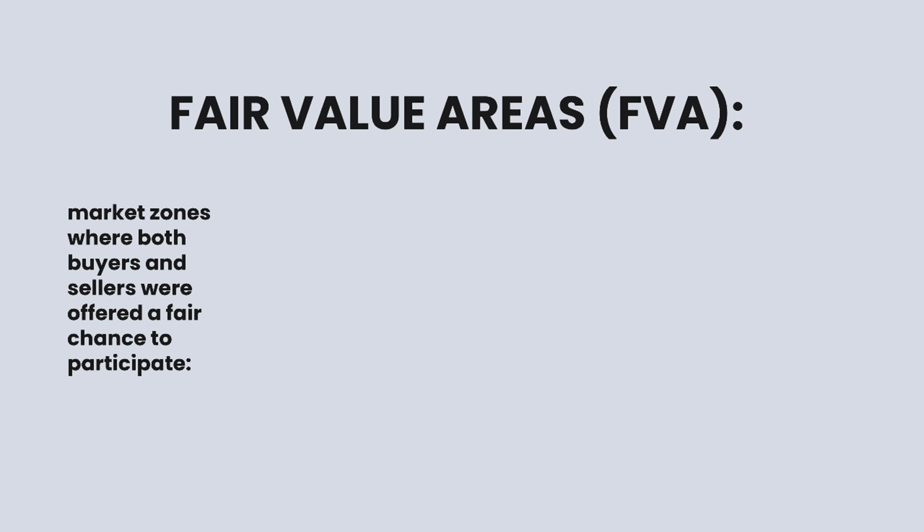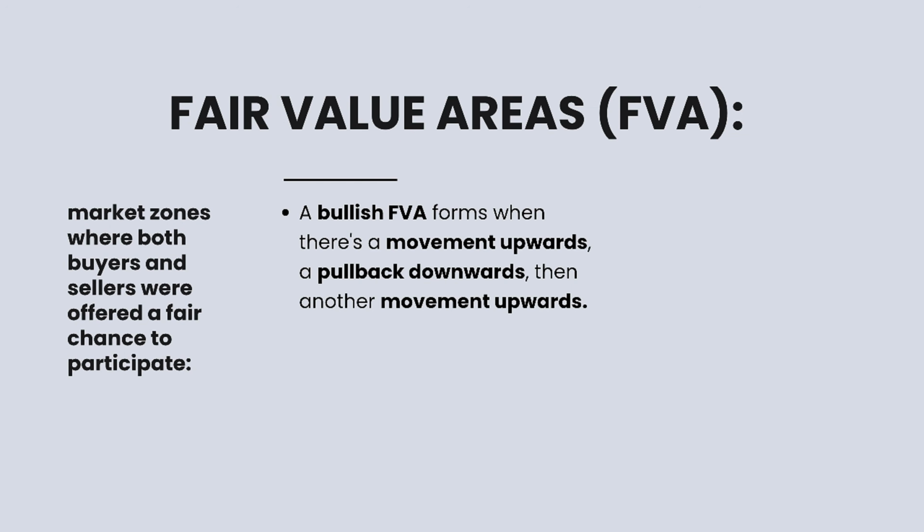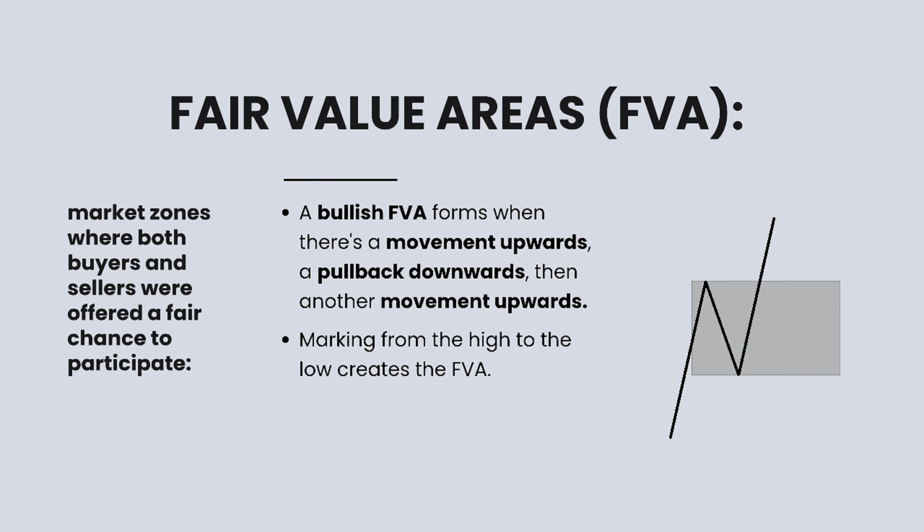Fair value areas. These are market zones where both buyers and sellers were offered a fair chance to participate. A bullish fair value area forms when there's a movement upwards, buy side, a pullback downwards, sell side, then another movement upwards, buy side again. Marking from the high to the low creates the fair value area.